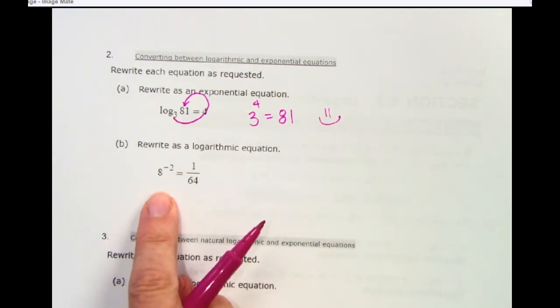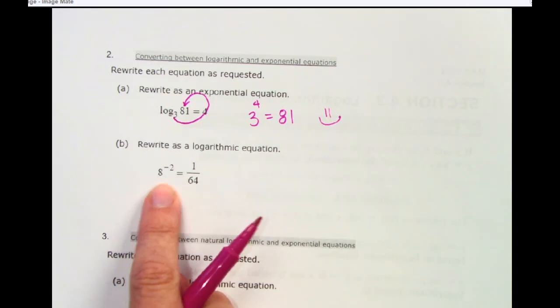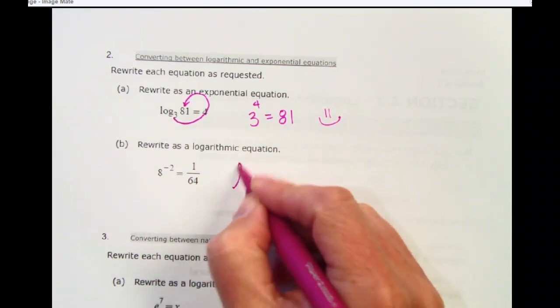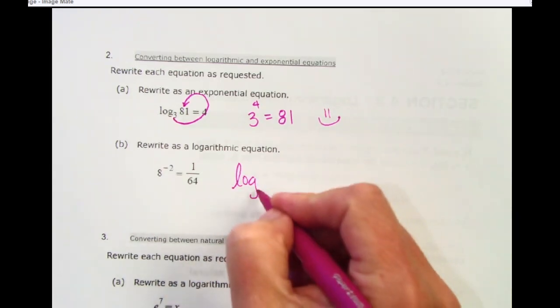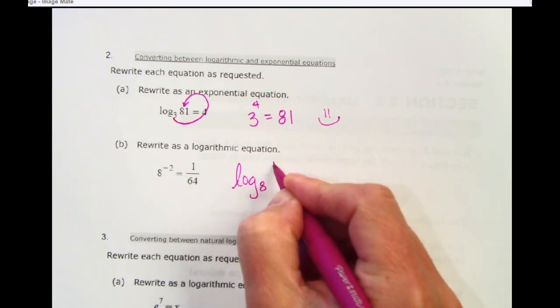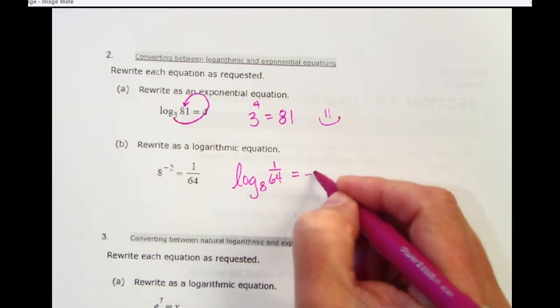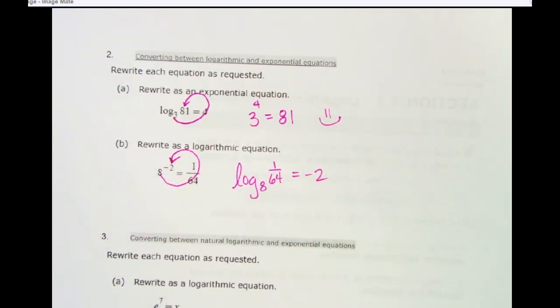Rewrite as a logarithm equation. And this is one where I kind of like to read what it says. I've got a base of 8 raised to the negative 2 equals this. So if I've got a base of 8, log base of what? 8. Of what number? 1 over 64 equals negative 2. So same thing, a little curly Q. But you've got to remember to add the logarithm in. Okay.